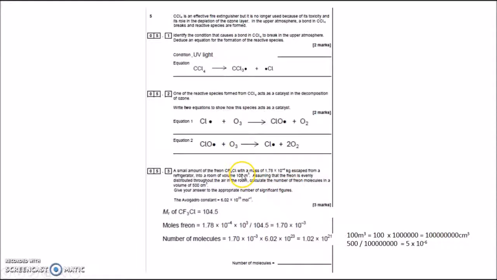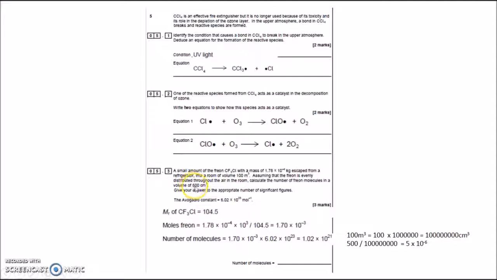And it says I've got 100 meters cubed. So that's the number of centimeters cubed in a meter cubed, and I've got 100 meters cubed. So that is the number of centimeters cubed: 1 with 8 zeros, 1 times 10 to the power of 8. That's the number of centimeters cubed in 100 meters cubed. I have now got that in centimeters cubed. 100 meters cubed is 1 times 10 to the power of 8 centimeters cubed.